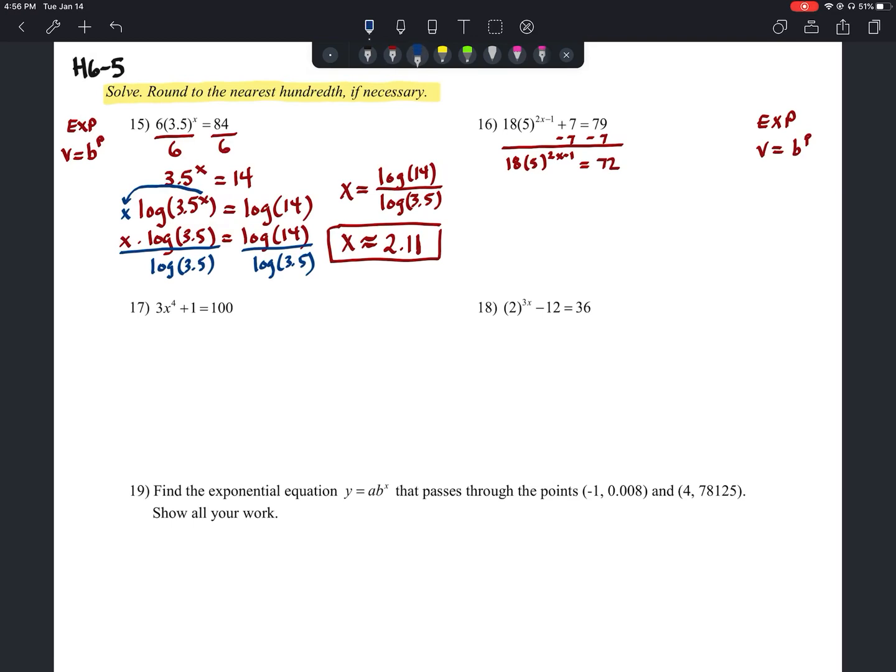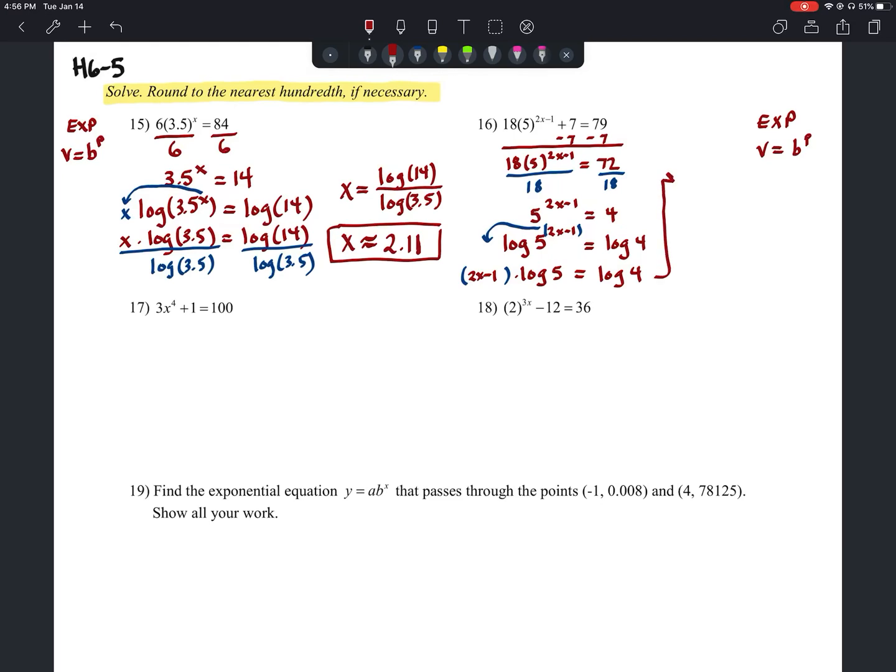And then we need to get rid of that 18, so go ahead and divide each side by 18. So now we're left with 5 to the power of 2x minus 1 is going to equal 4. And now we can apply that power property of logs. We're going to say the log of 5 to the power of 2x minus 1 is going to equal the log of 4. In which case, now this exponent can move out here. When we put it out here, let's make sure we put parentheses around it. So we've got 2x minus 1 times the log of 5 is going to equal the log of 4.